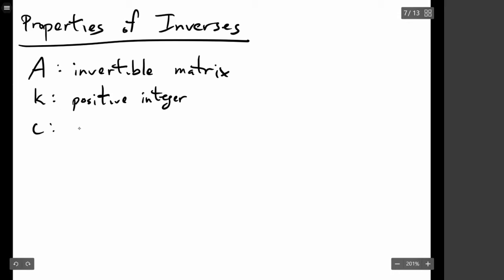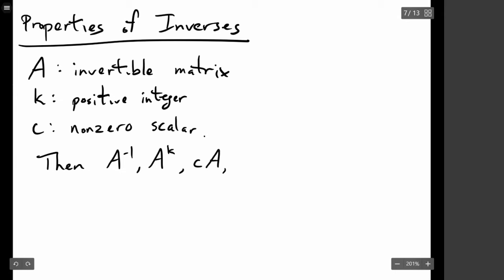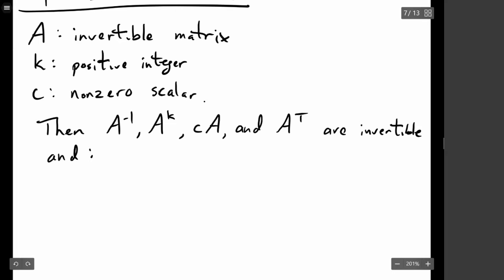And I want C to be a non-zero scalar. Then A inverse, A to the K, CA, and A transpose are all invertible. And here are some properties that they have.